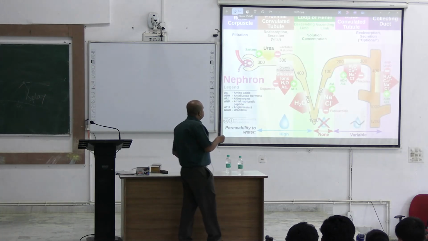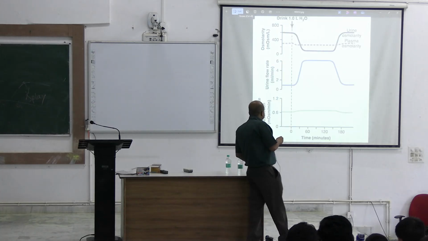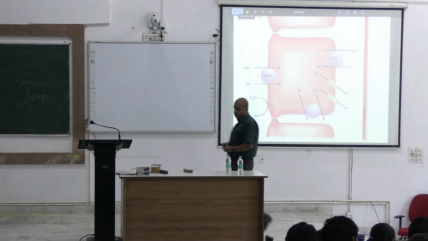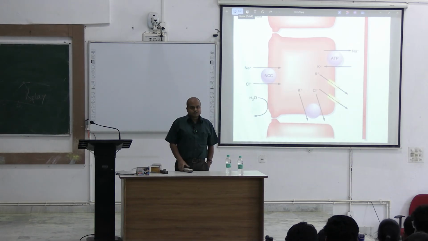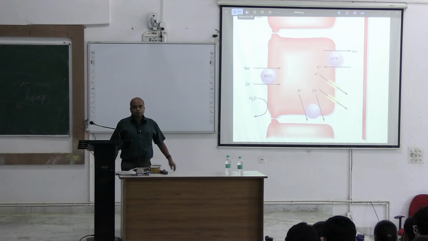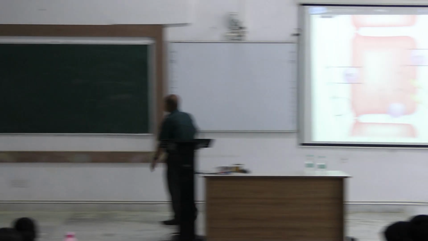So you are left with the counter current mechanism and the acid base balance, which we have to discuss in short. There are many things. I think we will require 2 more classes for completing renal physiology. It should be more, but at least 2 more. One class will not be enough.